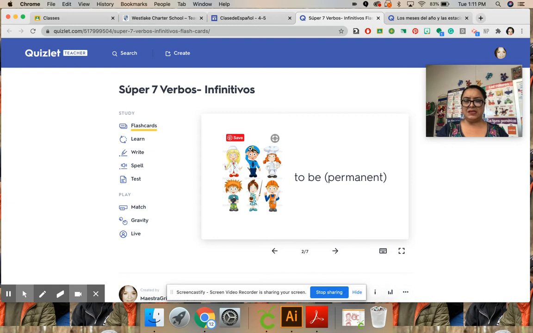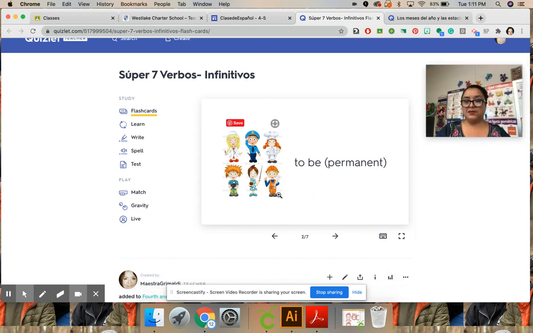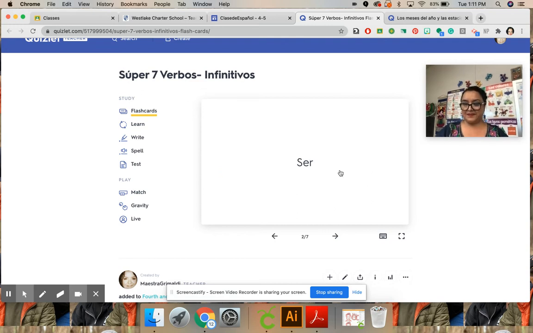And you see this picture right here? There's a policeman, there's a chef, there's a teacher. It's to be, and you're describing, for example, an occupation. To be a police officer, to be a chef. Okay? Just remember that. Repeat after me again. Ser. Next word. Estar.